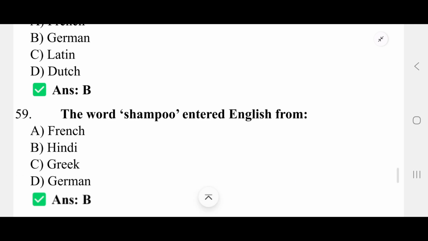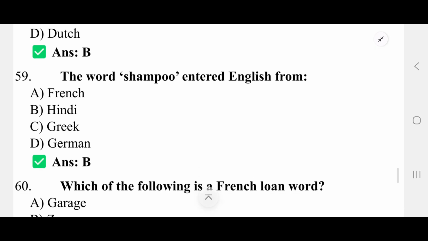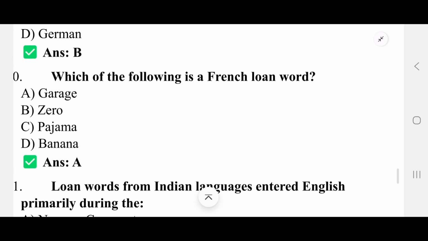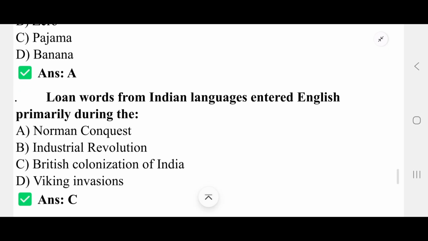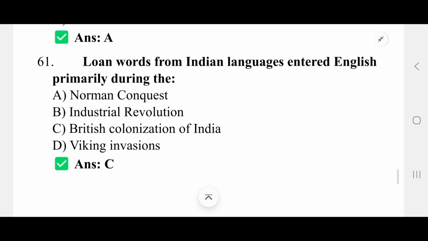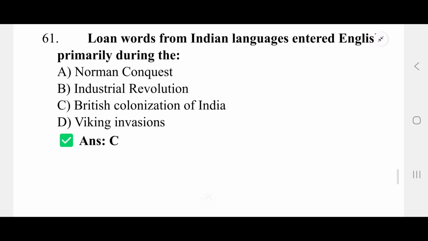The word shampoo entered English from... shampoo. It's a Hindi word. Option B. Which of the following is a French loan word? Garage, zero, pajama, banana. Garage. Option A. Next, loan words from Indian language entered English primarily during the Norman conquest, Industrial Revolution, British colonization of India, Viking invasions. So British colonization of India is the correct answer.